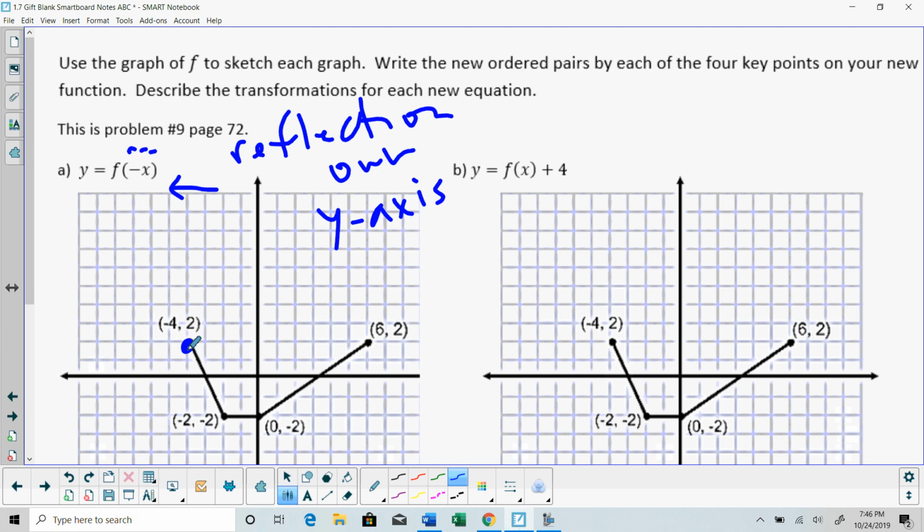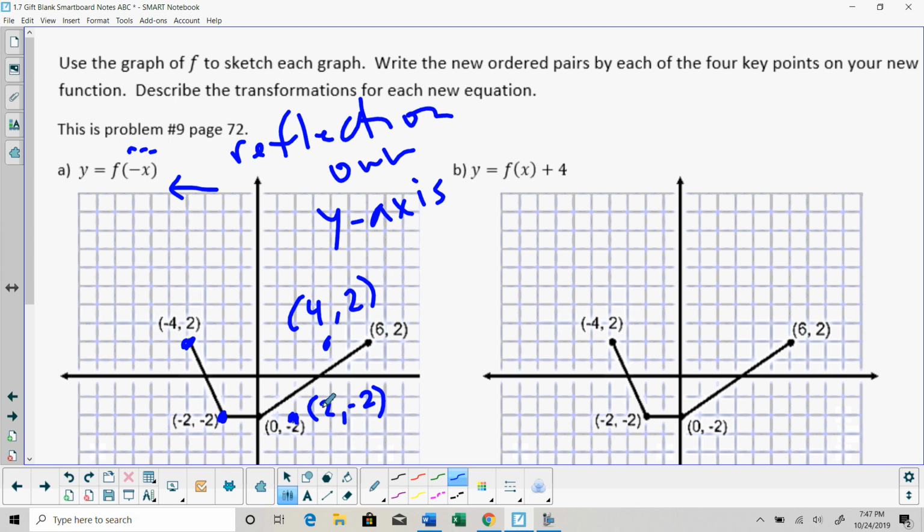Well, if I want to reflect that point over the y-axis, it's going to end up over here at 4, 2. All right, so I'm going to put that point, -4, 2 is going to end up over here at 4, 2. Notice what's happening is the x was made negative, and so I need to take the opposite of every x, and that's going to reflect it over the y-axis. Likewise, if I take this ordered pair -2, 2, and I reflect that, it's going to be over here at +2, 2, and I'm going to write the ordered pair by it. I'm sorry, +2, -2. All right, so that's our next ordered pair.